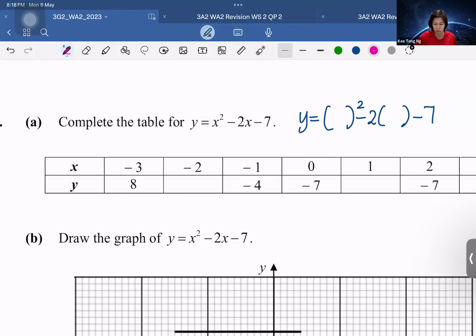Yeah, I'll double check again. -2 whole thing squared, minus 2 times -2, minus 7. Okay, the answer is 1. Thank you. Do y'all get the same answer as well?